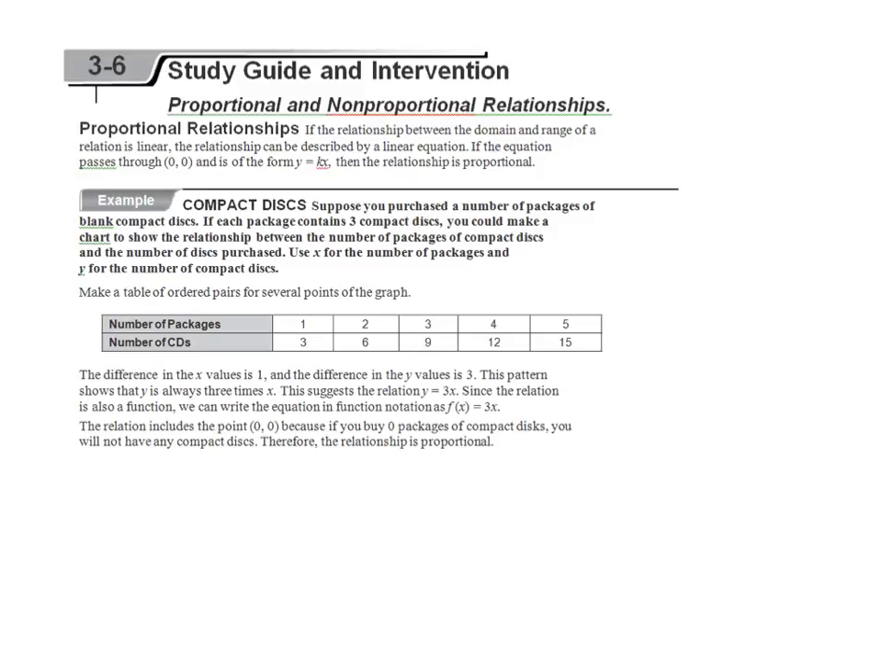Let's get a little bit of review with proportional and non-proportional relationships. So proportional relationships. If a relationship between the domain and range of a relation is linear, the relationship can be described by a linear equation. If the equation passes through 0, 0, and I'm going to highlight that, and is in the form of y equals kx, then the relationship is proportional.